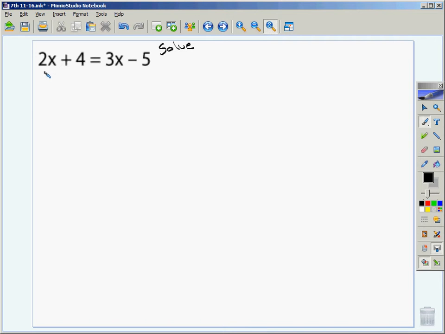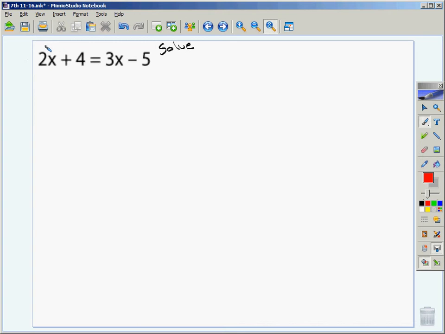If I look at the left side, can I put a 2x together with a 4? No, they're not the same. Can I put 3x together with a negative 5? No, they're not the same. When I have x's on both sides of the equation, I usually try to move it to where x is the biggest. Which side is x the largest on? The left side or the right? Right. It's larger on the right.